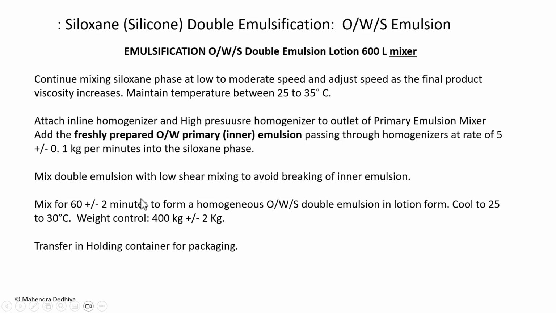Mix for about 60 minutes to homogeneous double emulsion oil, water, and siloxane. Cool to temperature 25 to 30. Weight control 400 plus or minus 2 kilos. Transfer to holding storage container for packaging.